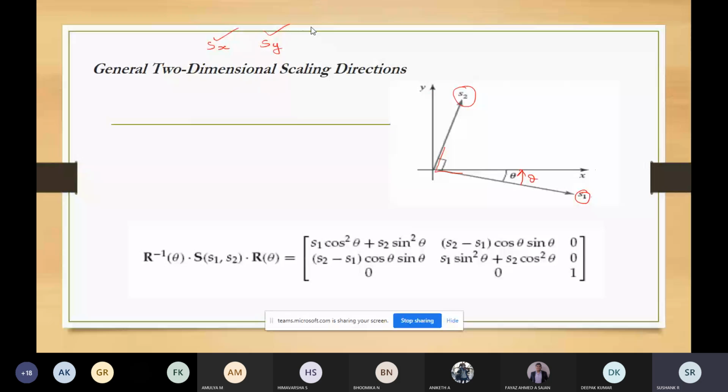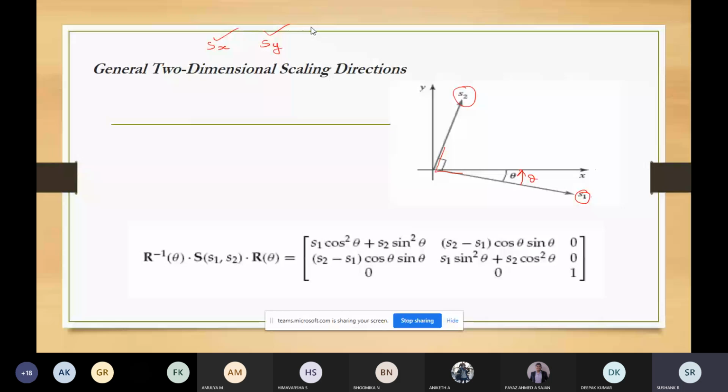So we know that parameters sx and sy denote the scaling along the x and y directions. If you want to scale an object in other directions, like s1 and s2 in our example, the first thing is you should rotate the object to align the desired scaling direction with the coordinate axis. After it has been aligned with the coordinate axis, you should perform the scaling operation.